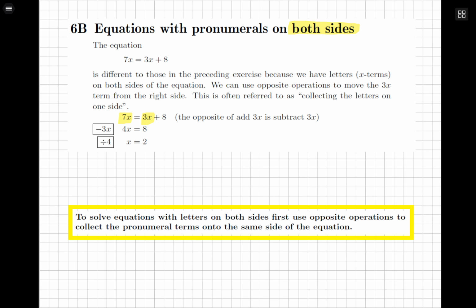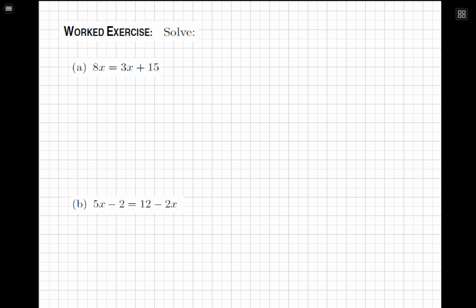So the big idea here is to solve equations with letters on both sides. First use opposite operations to collect the pronumeral terms onto the same side of the equation. Okay, get that pronumeral by itself. That's the prize at the end of the equation. Okay, let's do the examples from the text.